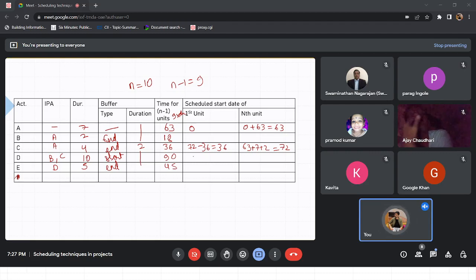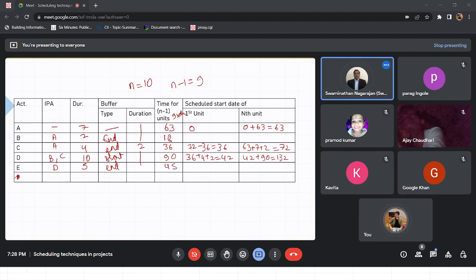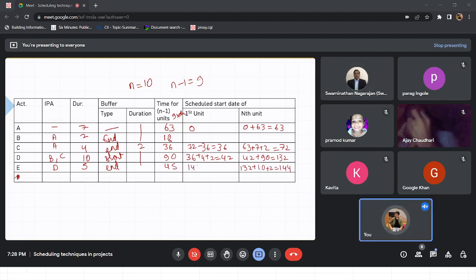So for activity D, it would be the start of activity C plus you have to complete it once, right? 4 plus the buffer, yeah, 42. 42 plus 90 is 132. For activity E, it would be 132 plus completing it once, so 10 plus 2, this will be 144. And similarly, this will be 144 minus 45, which is equal to 99.